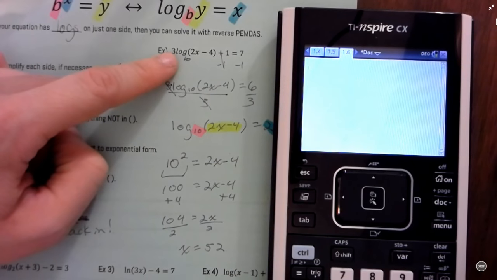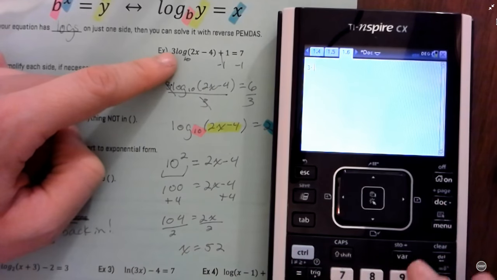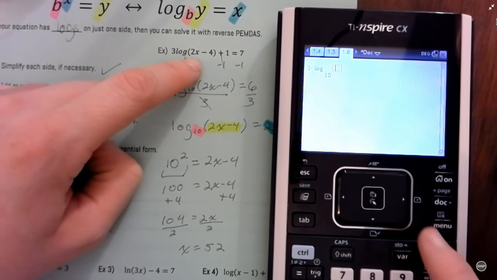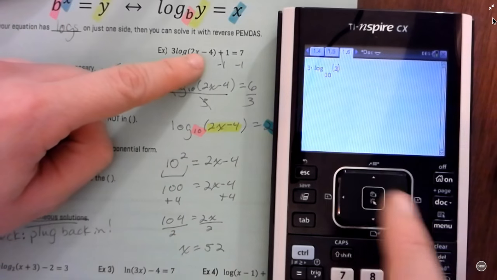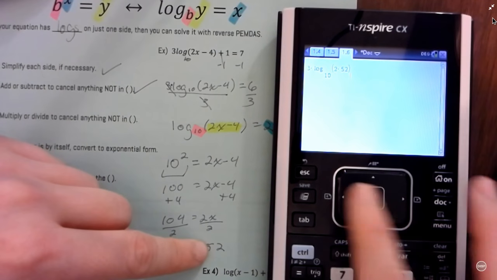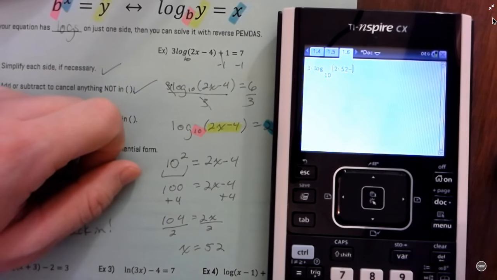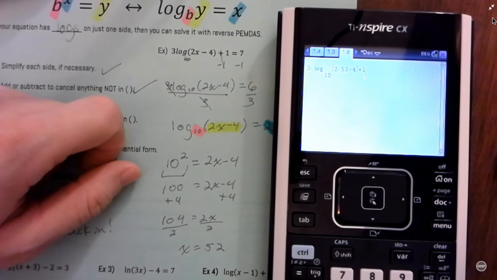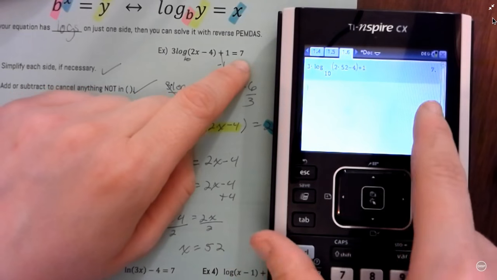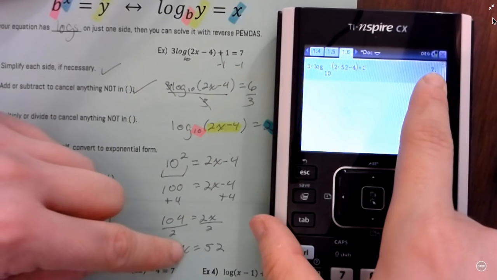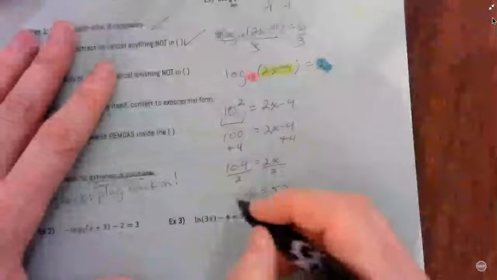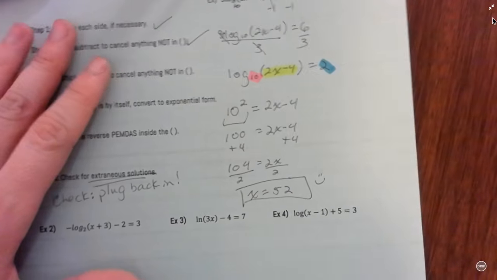I'm going to take 3 times log, and you can put the 10 or you can not put the 10. That's your choice when it's 10. And then instead of x, you're going to put 52, minus 4, and plus 1. And then we're going to see if that comes out to 7 or approximately 7. So it came out to exactly 7 because our answer didn't have any rounding, so we're good. That's an actual solution. Yay!